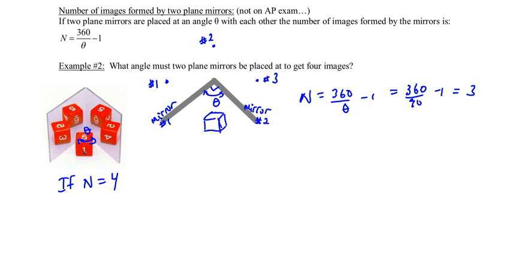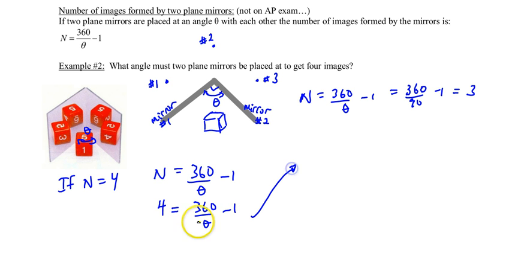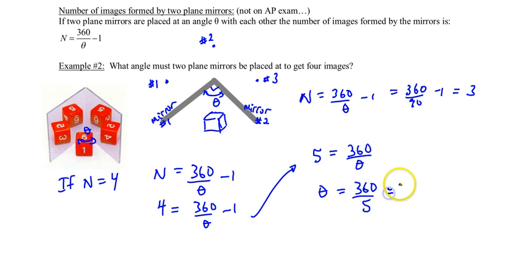Okay, so we simply use the same equation. n equals 360 all over theta minus 1. We have 4 equals 360 divided by theta minus 1. Bringing that negative 1 over to the other side, you're going to get 5 equals 360 over theta. Theta is 360 divided by 5, which comes out to 72 degrees.